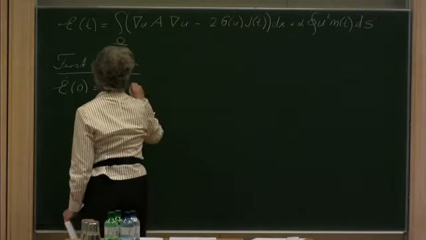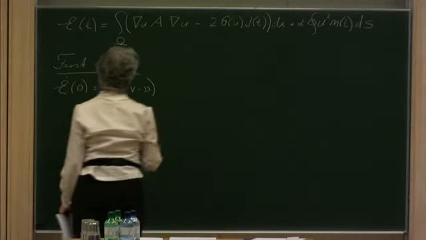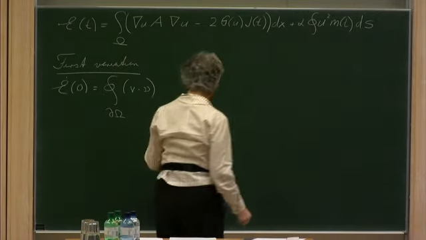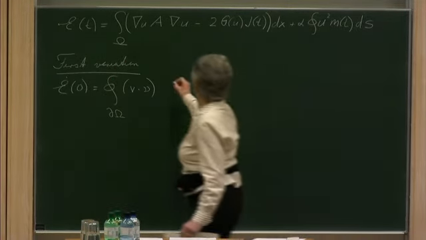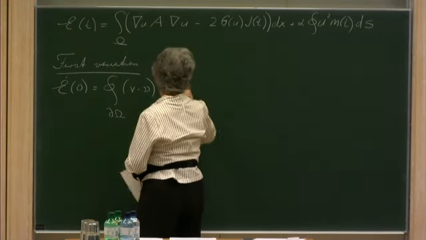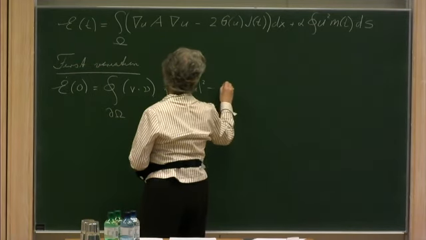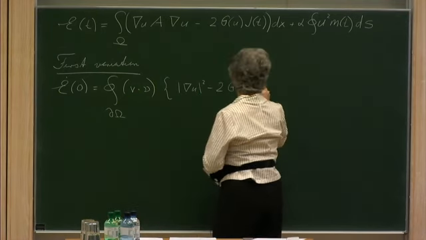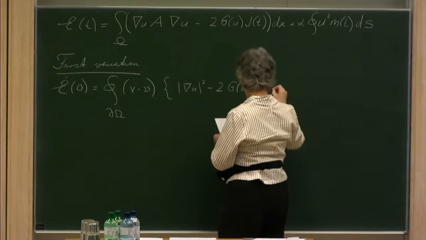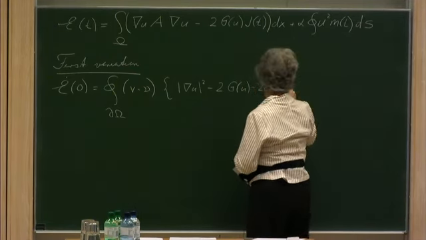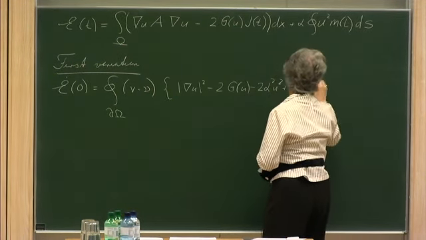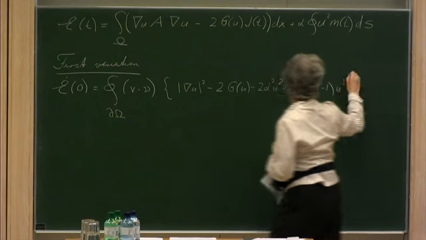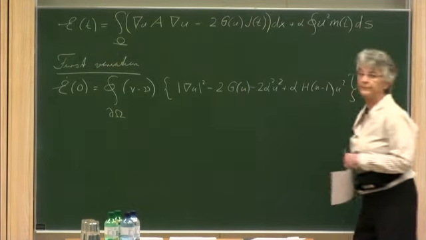V times nu, that's the normal component of the vector field, times now an expression: gradient u squared minus 2 times j of u minus 2 alpha squared u squared plus alpha times the mean curvature, n minus 1, u squared, ds.